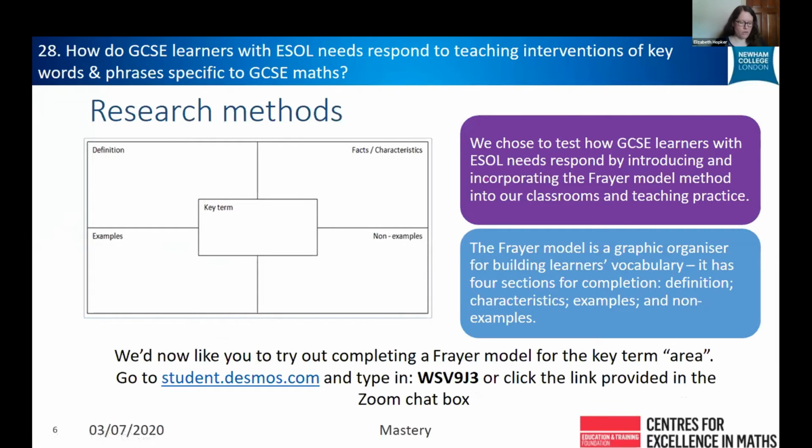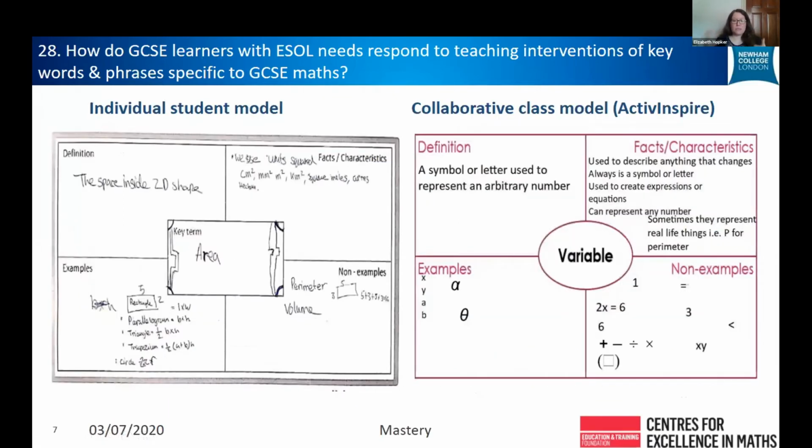That's essentially what the Freya model is. And this is some live things that our students did. So this is an example of an individual student model. We have a few more in the report, and we also have more that we can send if you're interested.